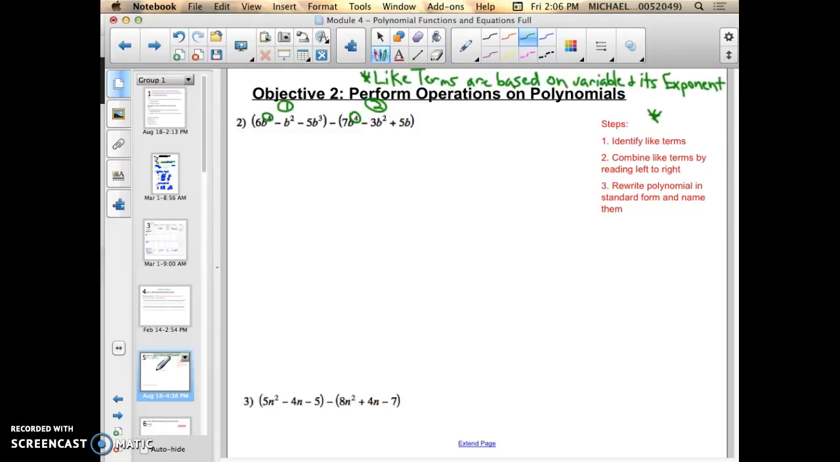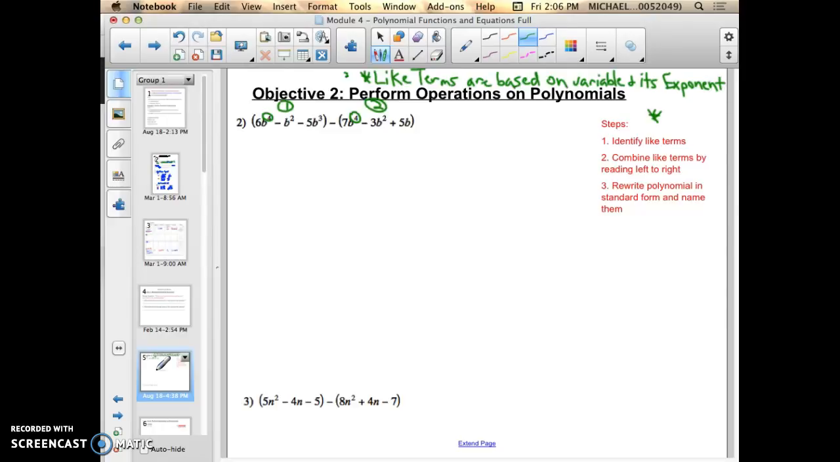For number 2, the first step, if I was to analyze these two polynomials, is to identify like terms. I wrote up here, so please write this down too, that like terms are based on the variable of that term and the variable's exponent. That's what makes terms alike. And I'm going to read this left to right like a book. That's very important because that'll help me not get confused with my signs, plus or minus.